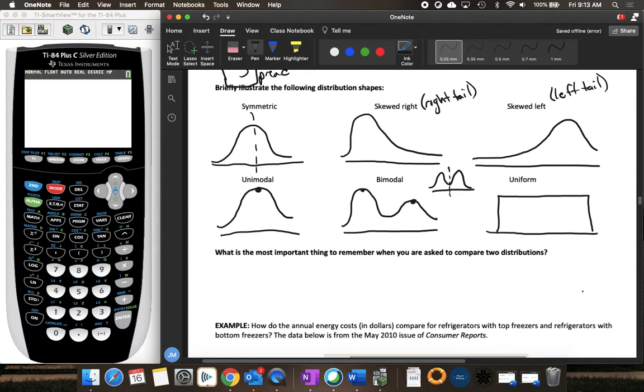All right, so what is the most important thing to remember when you compare 2 different distributions? Probably the most important thing is to do it in context. So make sure you compare the data in context.